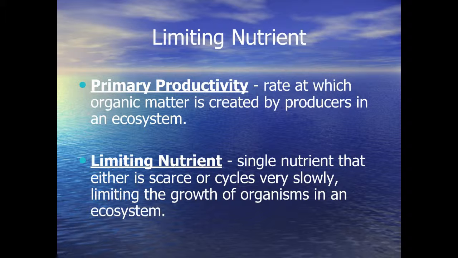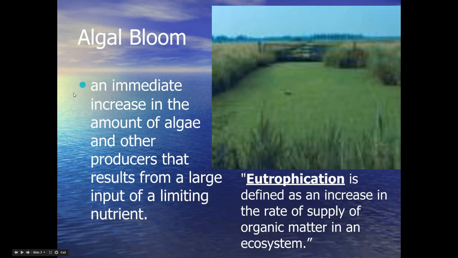However, sometimes the balance of our ecosystems can get out of whack. Sometimes the amount of limiting nutrients increases dramatically and it's not really so limiting anymore. That process is known as eutrophication. And what you can get from it is something known as an algal bloom. An algal bloom is a big boom in algae growth. That's all it is. This also could increase plant growth as well.